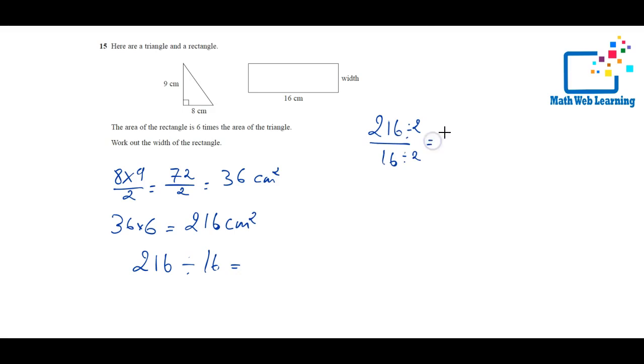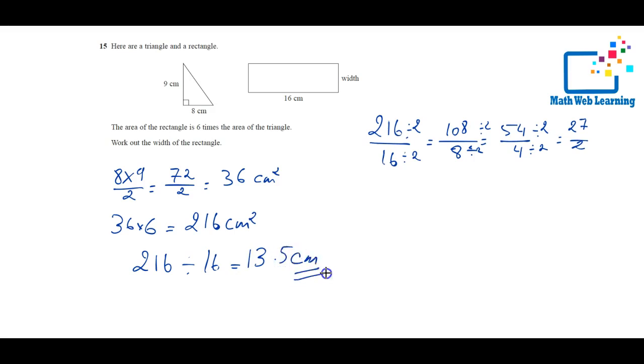Alright, do it one at a time. Take your time. So it's going to be 108, because 200 divided by 2 is 100. 16 divided by 2 is 8. Denominator is easy, it's 8. Continue. Divided by 2, so that makes it 54 over 4. And continue. Divided by 2, divided by 2. That gives you 27 over 2, right? And then you can see the answer is 13.5. And the unit is centimeters.